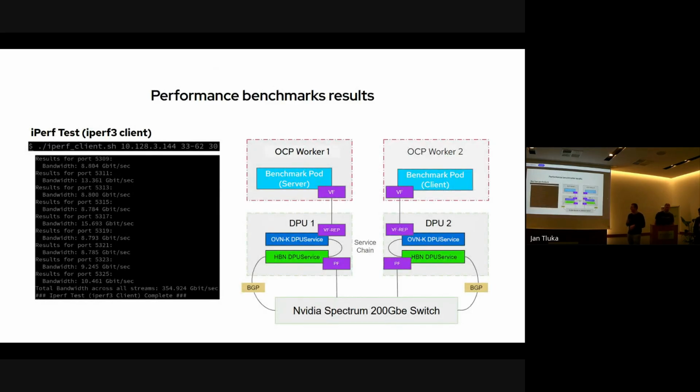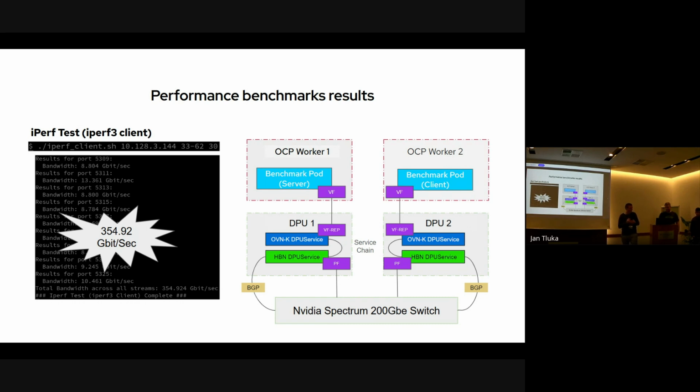Sorry. And we wanted to show a little bit of the test that we ran and how it looked. You have two OpenShift workers with benchmark pods, one for the server and one for the client. You have OVN Kubernetes in the DPU service on DPU1 and the same on DPU2, and HBN for the BGP. You have the NVIDIA Spectrum switch. You see the results are pretty similar to what the NVIDIA guys did in their lab. And it looks pretty great, right?